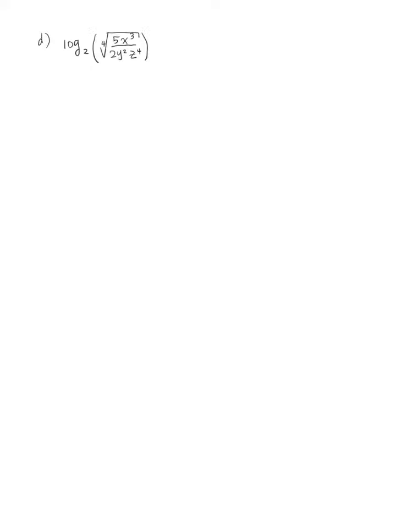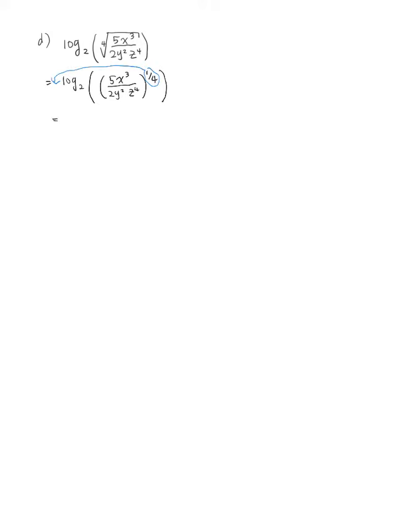I'm going to assume that you paused it and tried it, so let's get to work. There are a few ways that you can do this, but the easiest way would be to first convert that 4th root into an exponent of 1/4 in the parentheses. So this is what I would do: log base 2 of 5x to the 3rd over 2y squared z to the 4th, all to the 1/4. Now what? That exponent 1/4 goes in the front of the log.